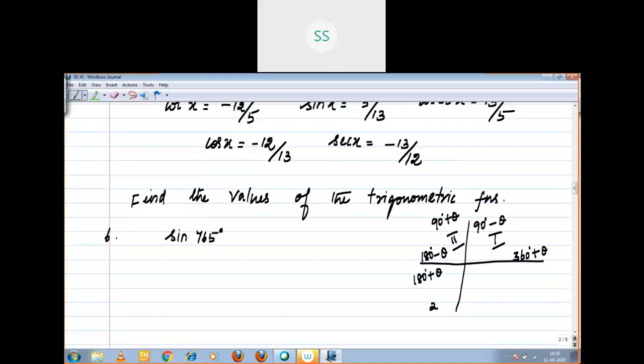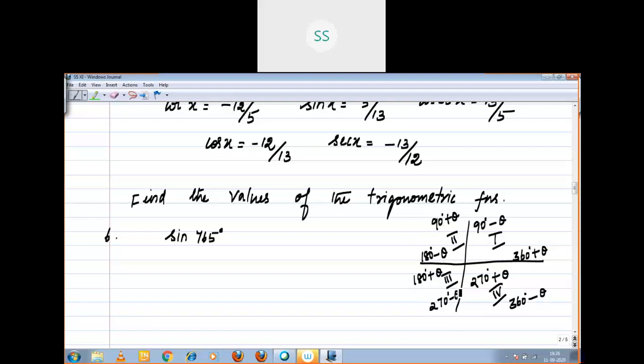Then 90 degree plus theta, 180 degree minus theta, second quadrant. 180 plus theta, 270 minus theta, third quadrant, right? 270 plus theta, 360 minus theta, it is fourth quadrant, right? In the first quadrant, 360 plus means all are positive. In 90 plus and 180 minus, if it is sine, it is positive. In 180 plus and 270 minus, tan is positive. In 270 plus theta and 360 minus theta, cos is positive.